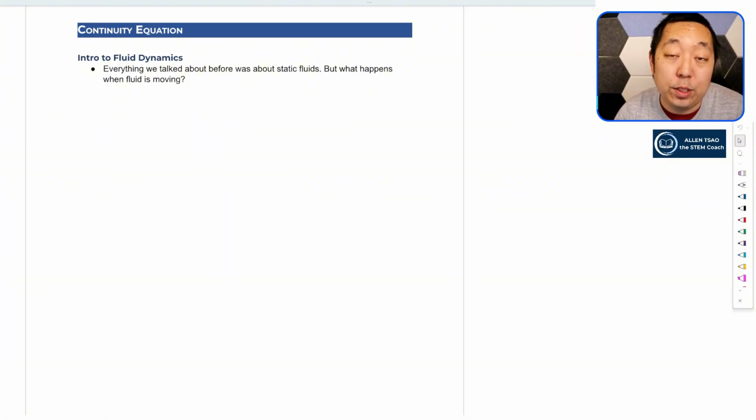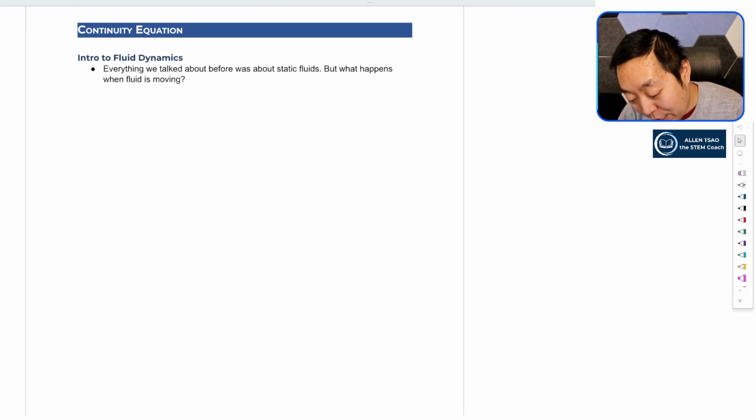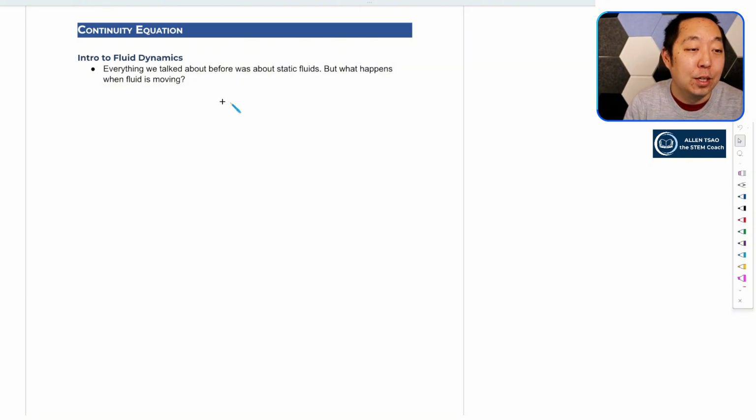All right, so we've been talking about fluid statics. That is, water isn't really moving or the fluid isn't moving and things like that. But the more interesting and more complex scenarios are what happens when it's actually moving. What happens when the fluid is moving?